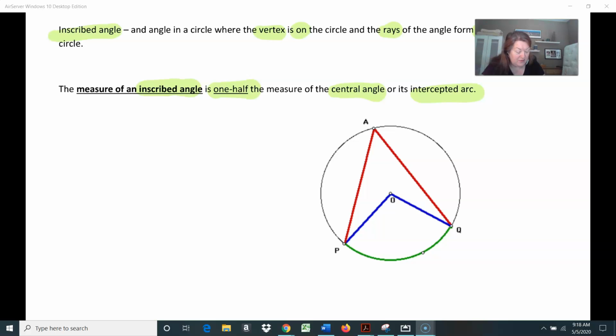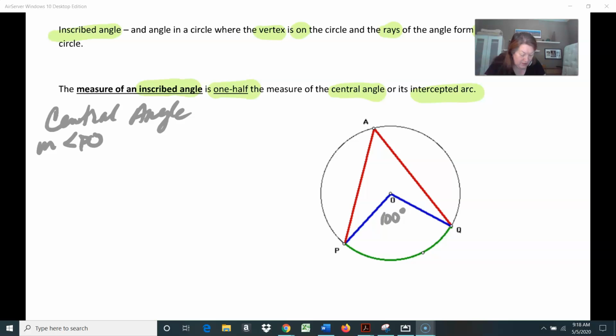Let me show you what we mean by that. On this one, let's say, I'm going to make it up, I'm going to call it a 100-degree central angle. So we could say that the central angle, the measure of angle POQ, is going to be equal to 100 degrees. And we know that this amount right here, the measure of the arc PQ, is also going to be equal to 100.